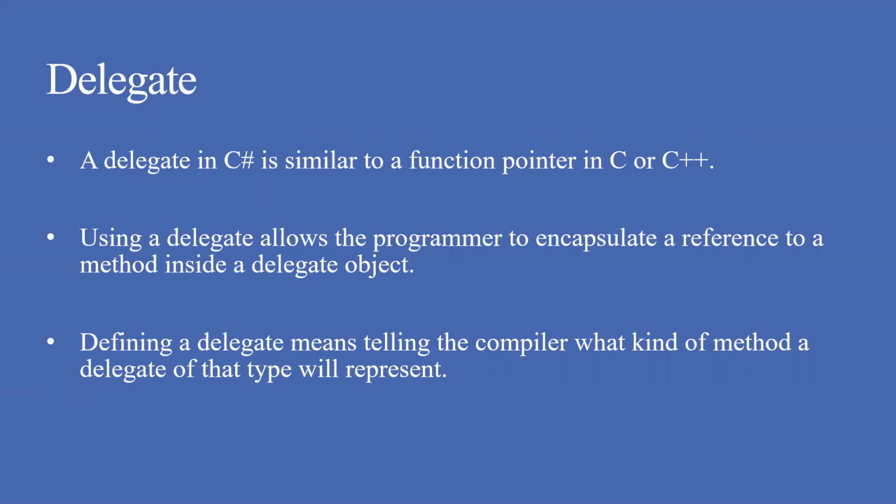When we define a delegate, we are telling the compiler what kind of method a delegate of that type will represent. A delegate will only represent those methods whose signature matches that of the delegate we are creating.